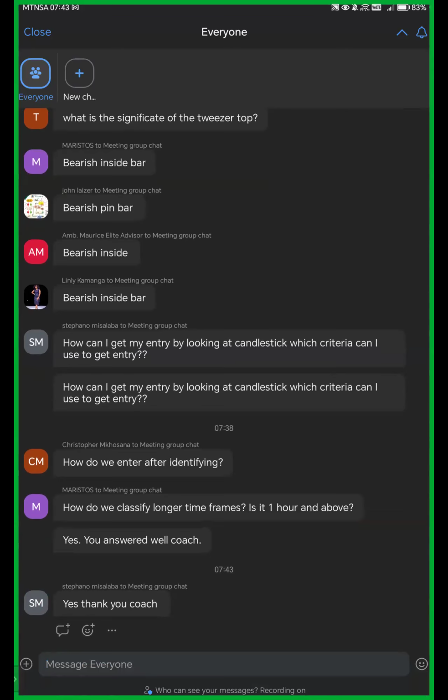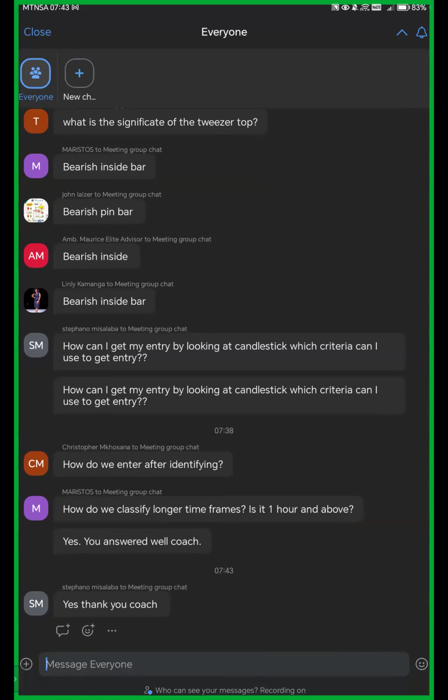All right, so wait for other tools that you can add. You're going to learn from now how to draw support and resistance, where you measure your take profit, where you measure your margin calls when you're making entries. So those lessons are coming.